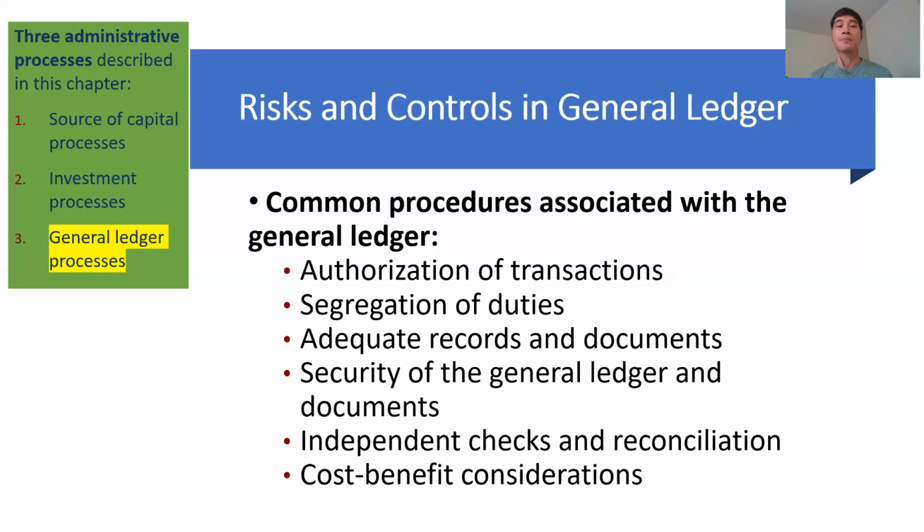The last one, independent checks and reconciliation. In an IT system, reports are checked for correctness by printing and cross-checking the reports against each other to ensure their accuracy.